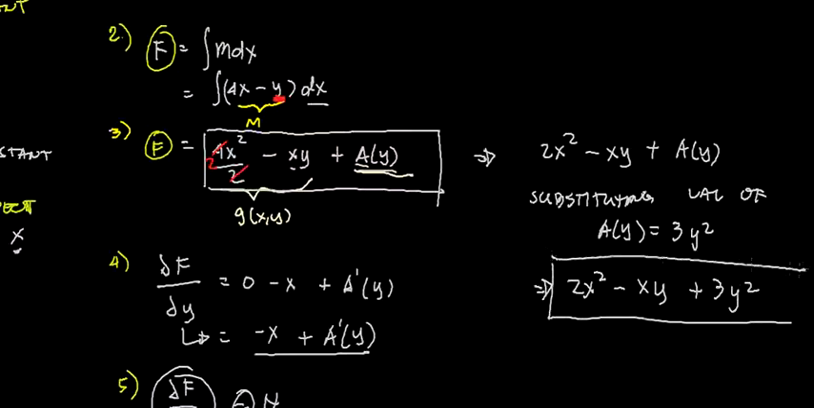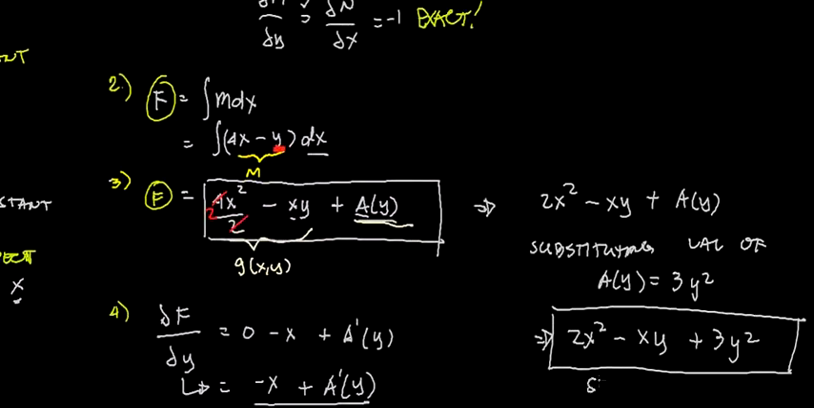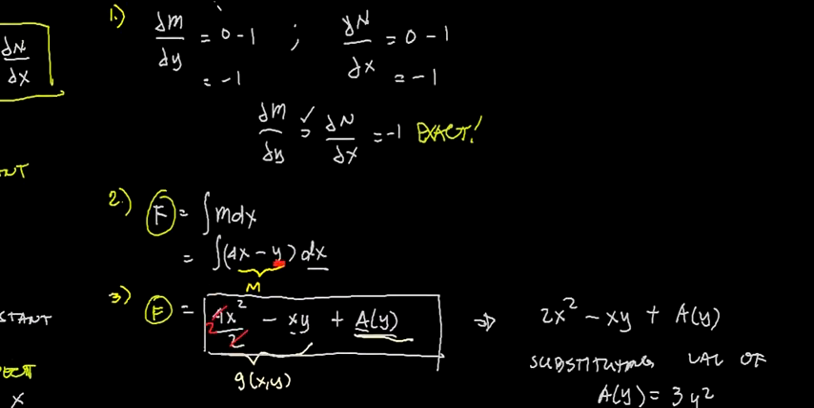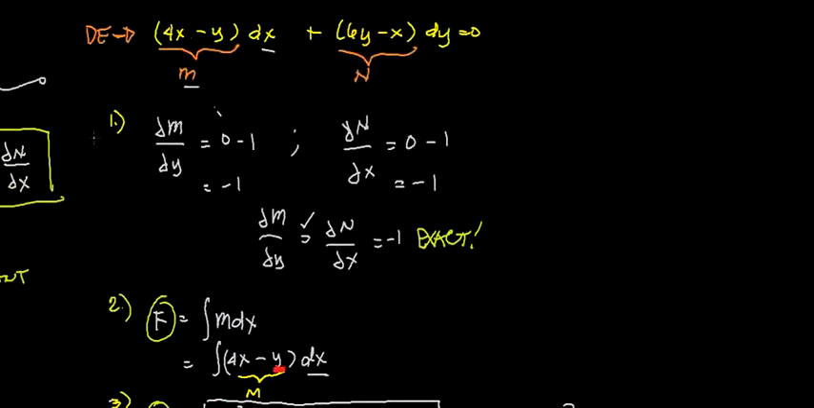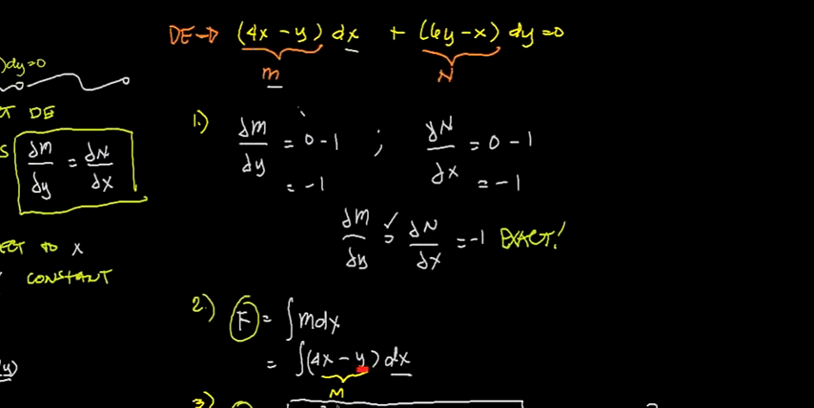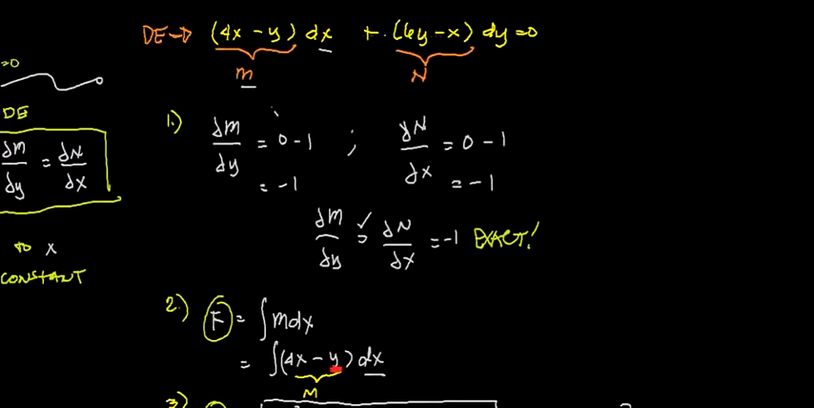Okay. So this is now our general solution for the given differential equation. So once again, if we have this kind of differential equation, let's say we now determine which is M and which is N. Like what I have said, the M is the one that is multiplied by dx and N is the one that is multiplied by dy.